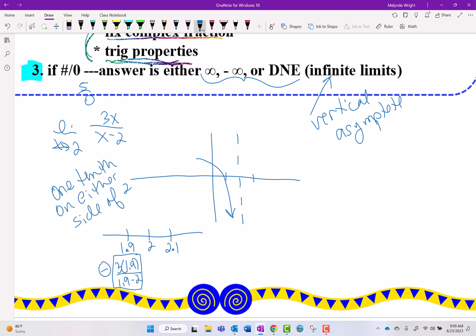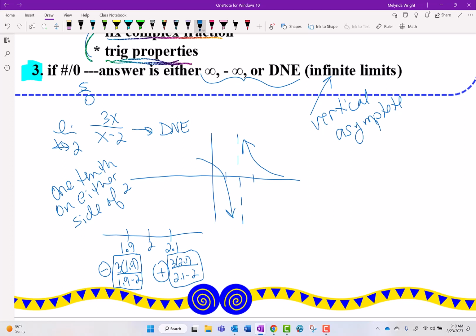Now let's plug in a 2.1. So 3 times 2.1 over 2.1 minus 2. I only want to know if that's a positive or negative number. That's a positive number, so we're going like this. So in this case, this would be D and E, because one side goes to negative infinity and one side goes to positive infinity. I'm going to pause there for a moment.